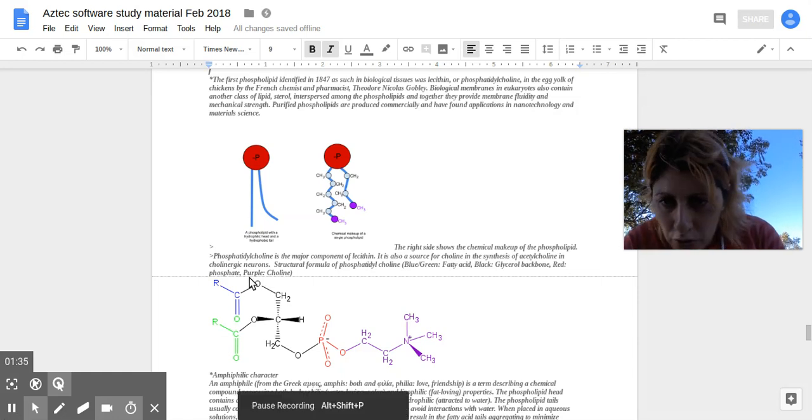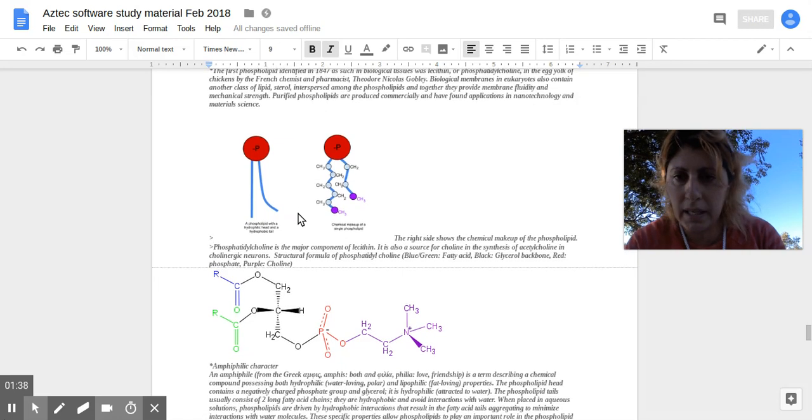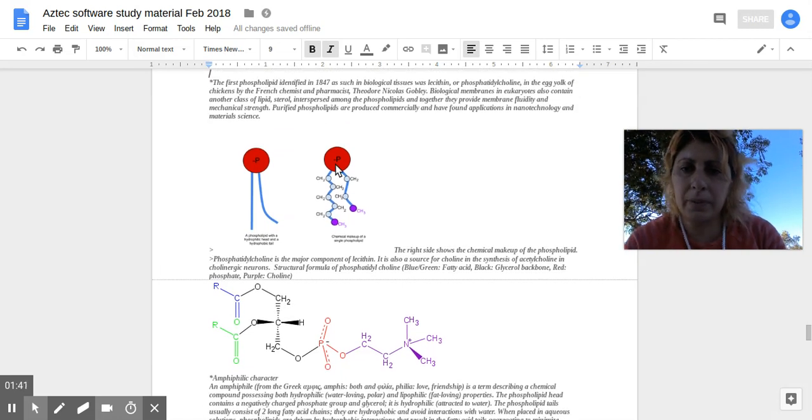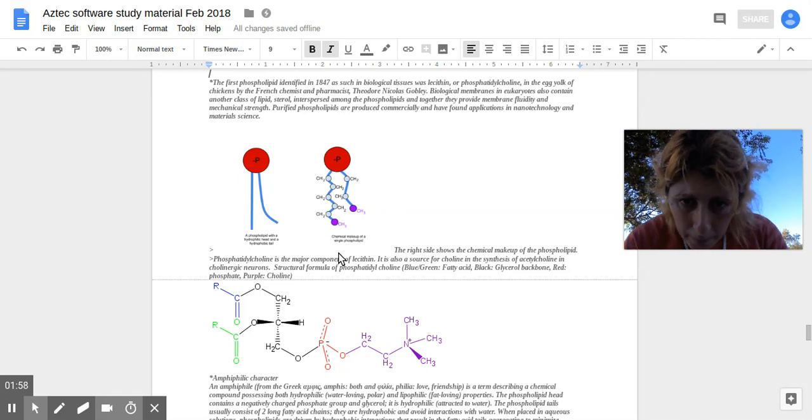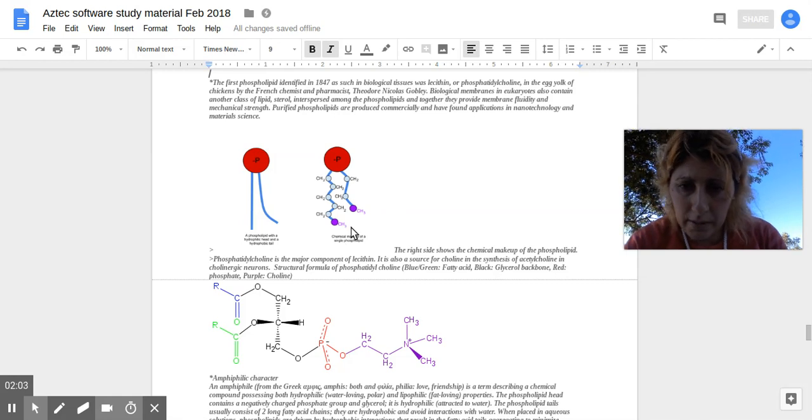And this diagram is showing what a phospholipid looks like. So they have a negatively polar charged phosphate group as a head group, and a long fatty acid tail, with two chains of fatty acid tails. The right side shows the chemical makeup of the phospholipid. Phosphatidylcholine is the major component of lecithin. It is also a source for choline in the synthesis of acetylcholine in cholinergic neurons.